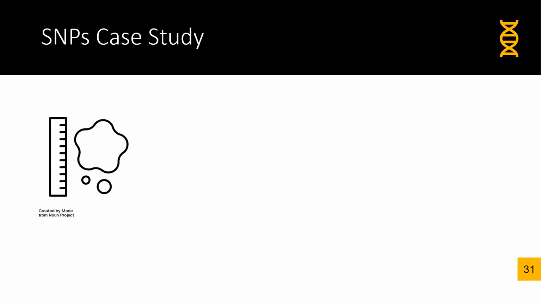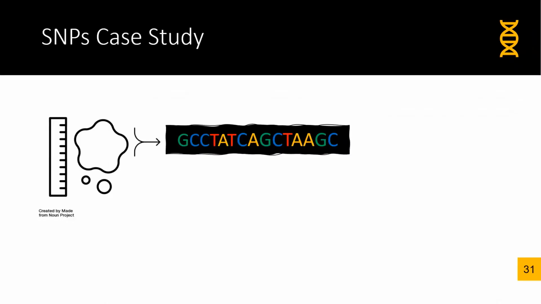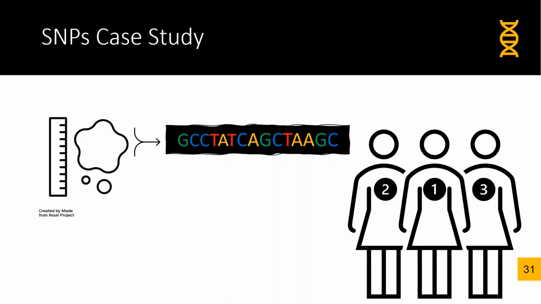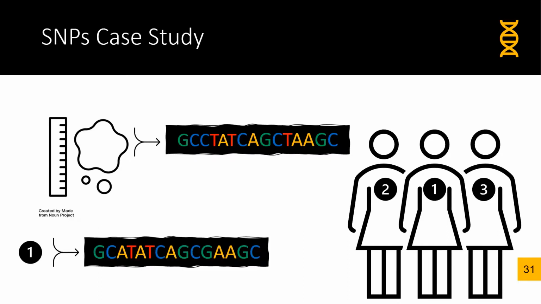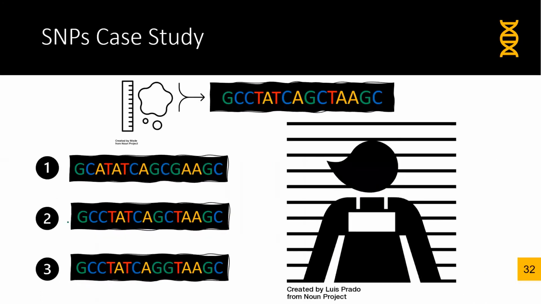Let's try an example. In this example, there was blood found at a crime scene. We analyzed the sample and obtained the profile for comparison, and it does not match the victim. We have the DNA profiles of 3 women who are suspects in this case. Which suspect left the sample at the crime scene? Suspect 1, Suspect 2, or Suspect 3? Pause the video now and make your selection.